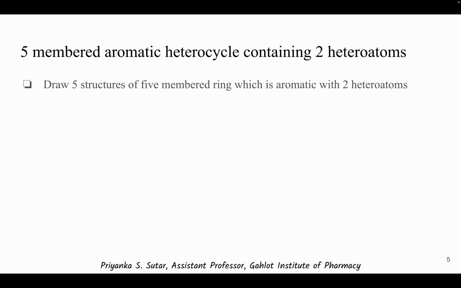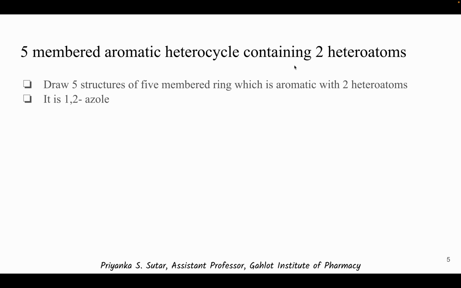Whenever you write the structure of a ring, you number it as 1, 2, 3, 4, 5. And you have to draw 5 such structures because we are going to learn 5 structures of this particular category.